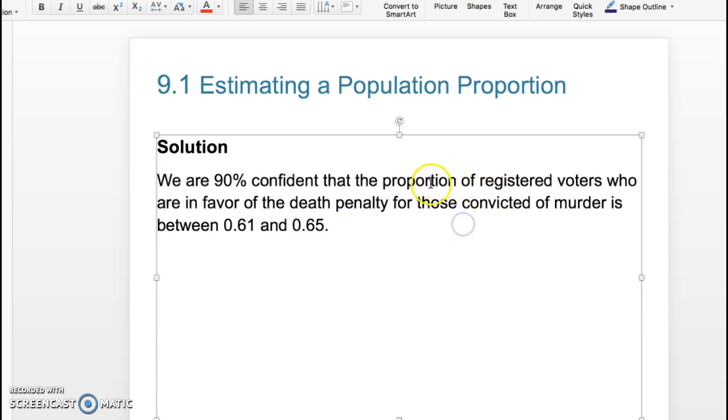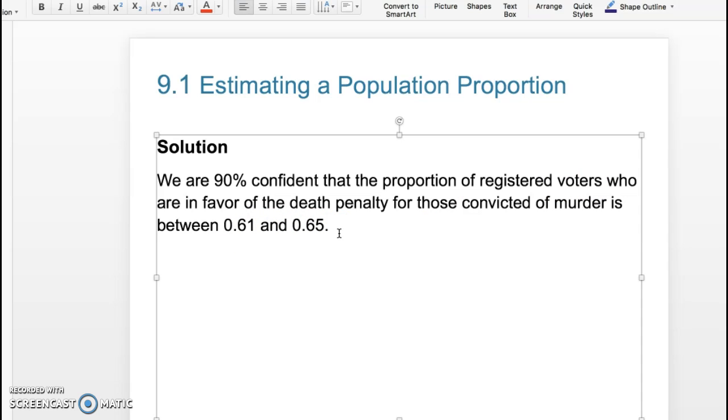The other thing, make sure you're referring to the proportion of registered voters. Think about this as the proportion of registered voters overall in our population, and it doesn't tell us anything about our sample. For our actual sample, we found a 63% proportion. And then we use that to find our confidence interval.